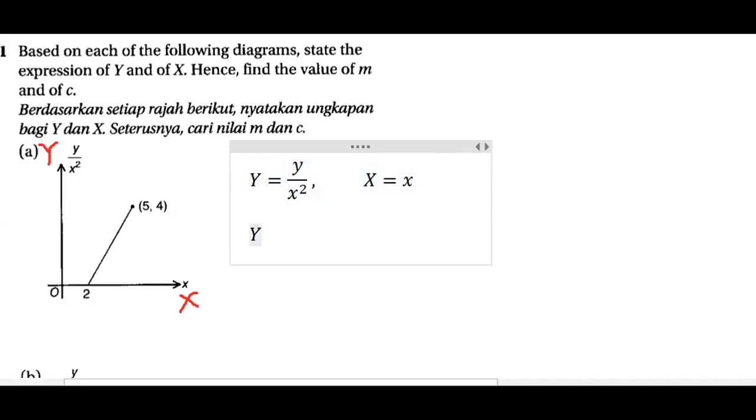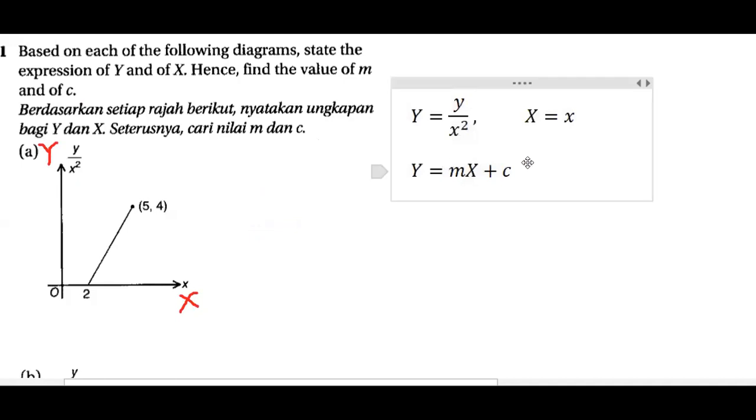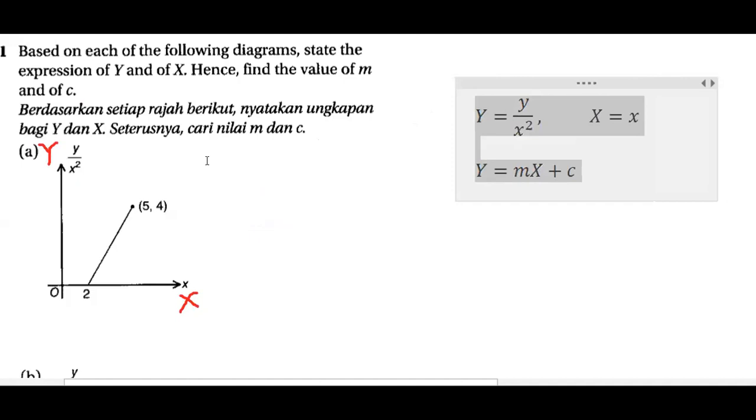So, based on the formula, Y equals to MX plus C. Correct? So, they ask you to find M. Dia nak kamu cari M pula. Masih ingat formula untuk M tak? How to find M? Y2 minus Y1 over X2 minus X1. Wow, you guys type very fast. Cepatnya.